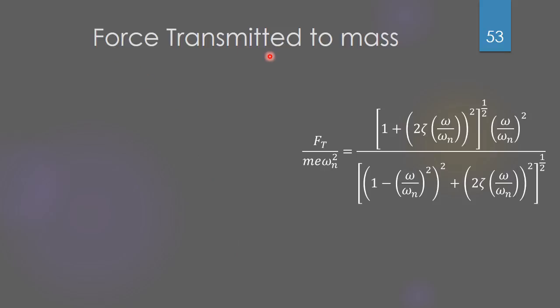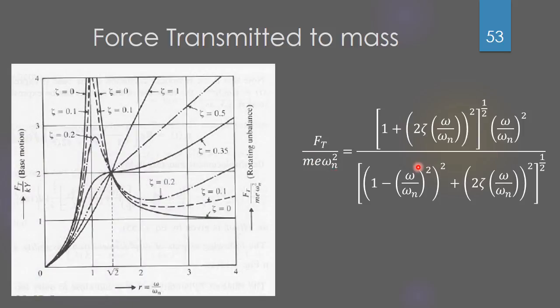If you want to get the force onto the mass, the same as in the basic excitation, we first have to get this ratio here, which is FT over me omega n squared, equal to this form. Then we plot it with the frequency ratio. It is the same plot we used in the basic excitation: at the square root of 2, all the damping ratios are the same, and increasing the damping ratio actually increases the excitation.